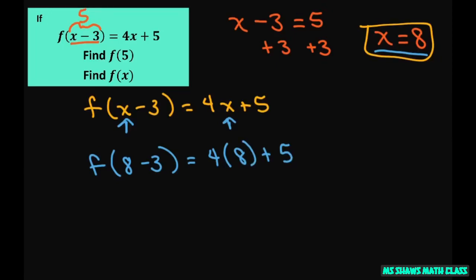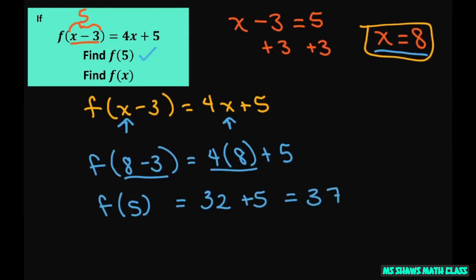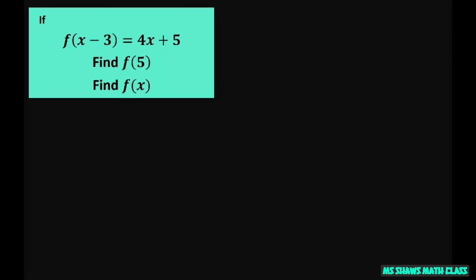Now, this gives you f of 5, which is what we wanted here. And then you just multiply that. 4 times 8 is going to be 32 plus 5. And that gives you 37. All right. So for the next one, we'll start that one, f of x.